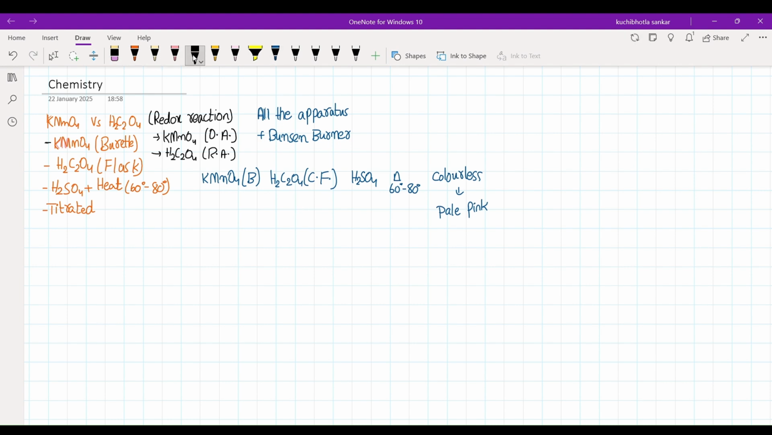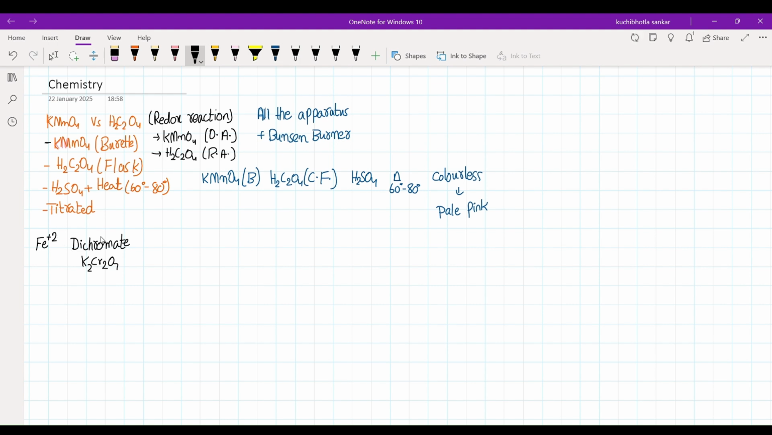Coming to the second experiment, what we have is estimation of ferrous ion by dichromatometry. As the name suggests, ferrous ion means Fe plus 2, and dichromatometry means there is a dichromate ion present. Chromium is here, and di means 2, so the chemical is going to be K2Cr2O7. That is the most common oxidizing agent that we discussed earlier. Potassium permanganate and potassium dichromate are the most common oxidizing agents.